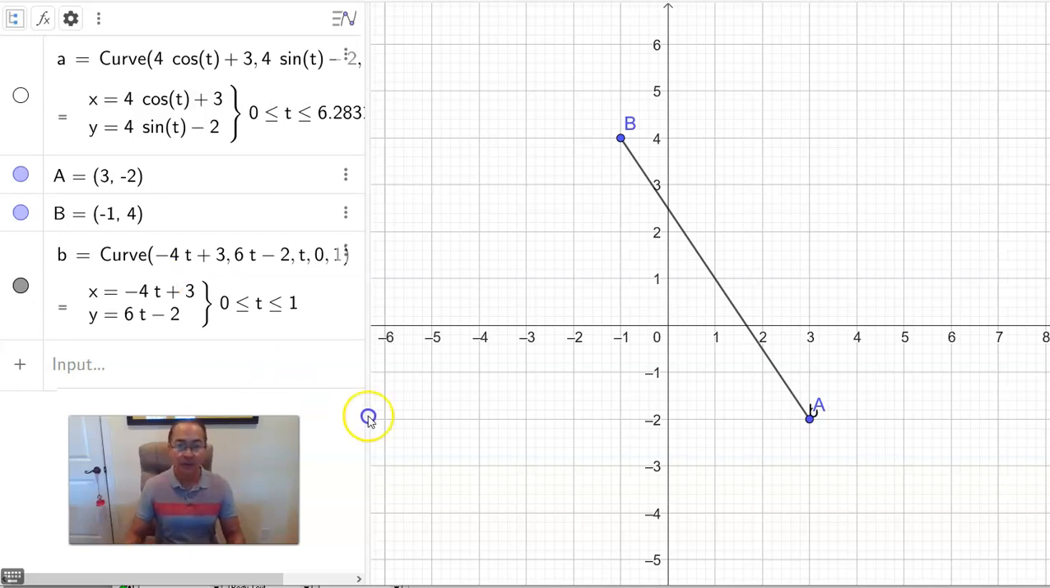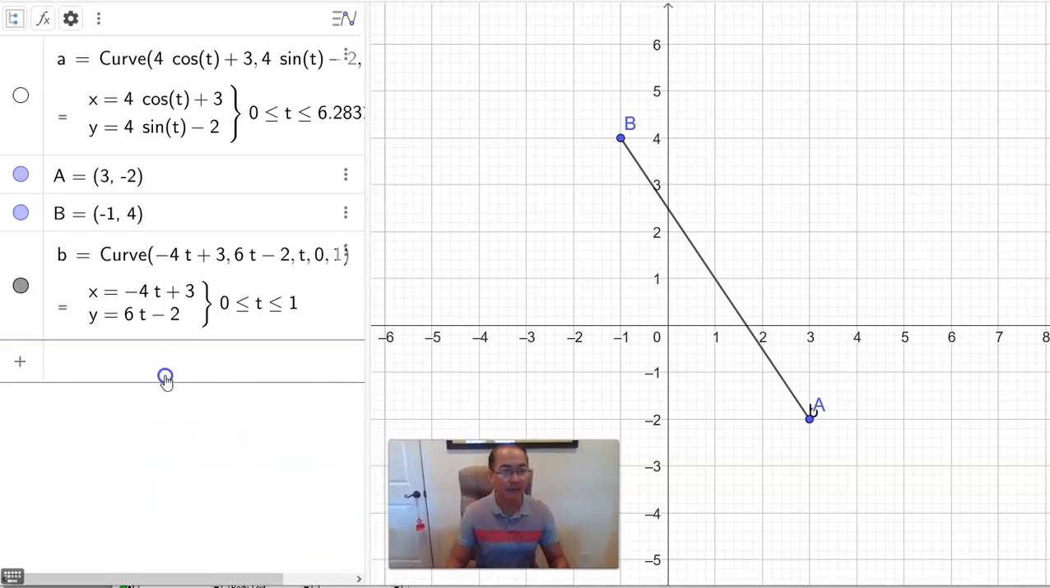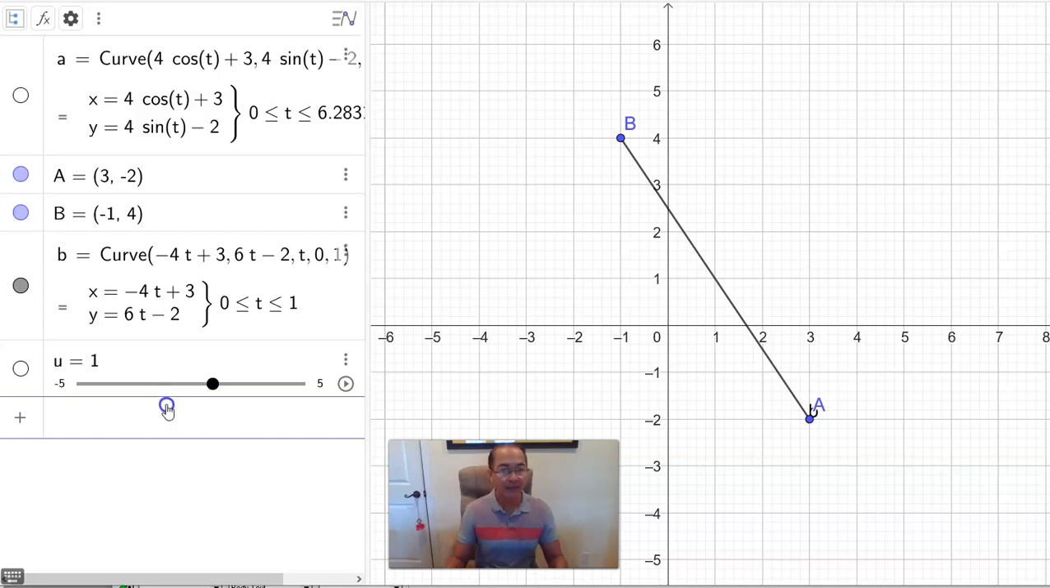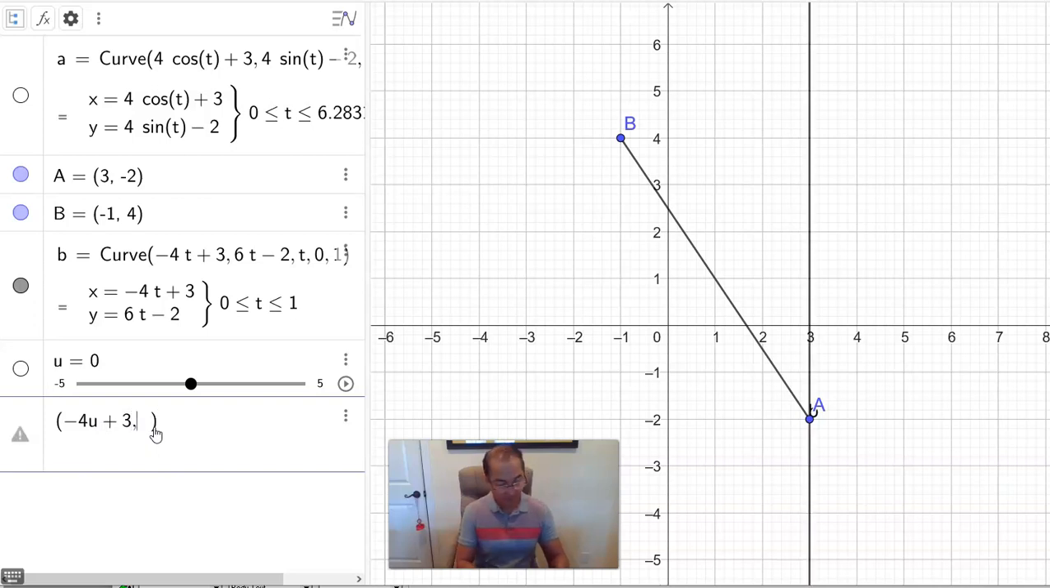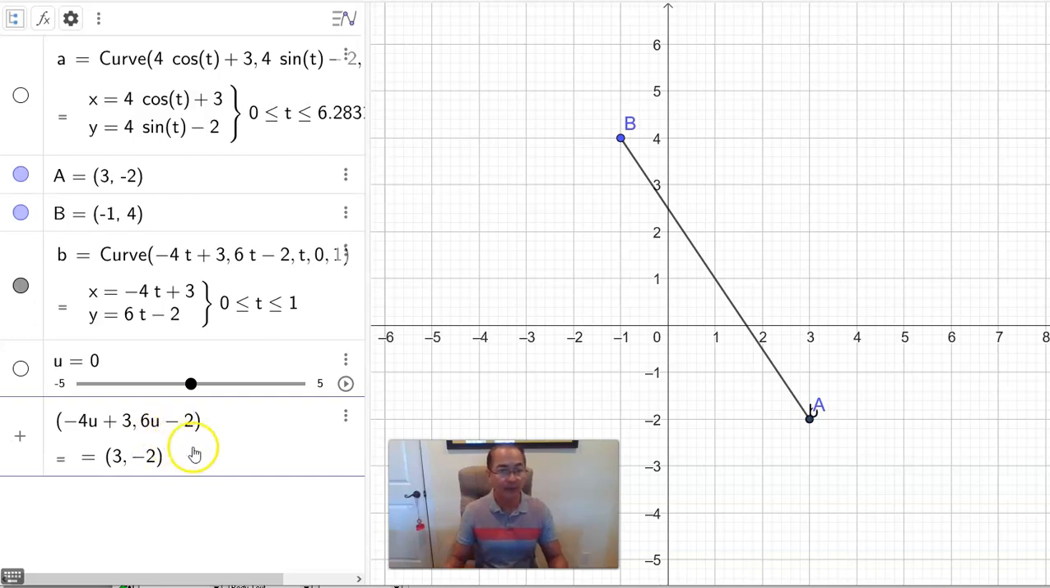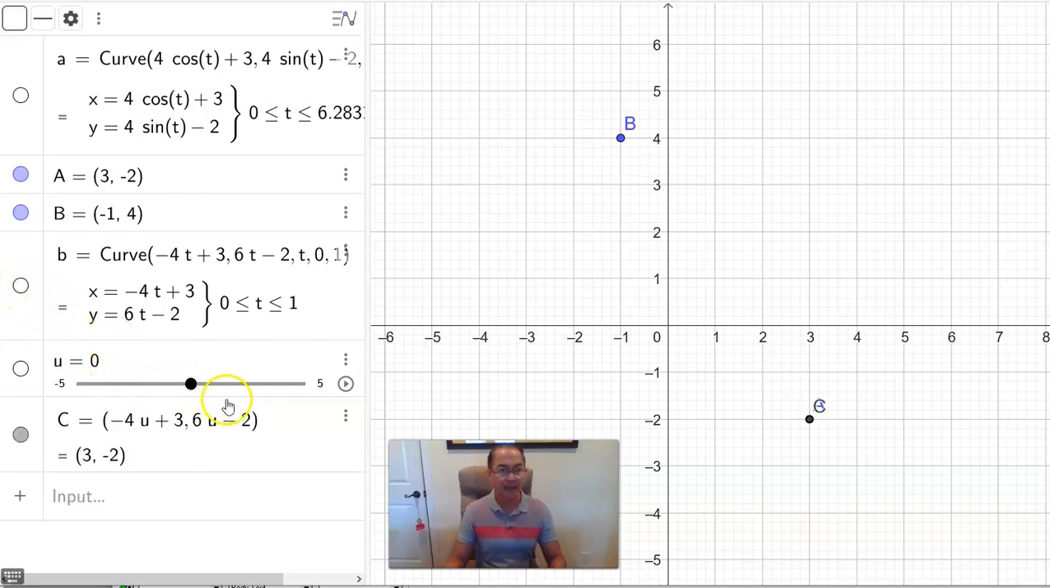And there you go. So are we going from A to B though? Let's try to check it with our slider. Is u reserved? No, u can be our slider. But we only want to go from 0 to 1. Okay, there you go. There's 0. And our point is minus 4u plus 3 and 6u minus 2. So we're starting at 3, negative 2, because our slider is set to 0 right now. And let's hide the curve and let's play.